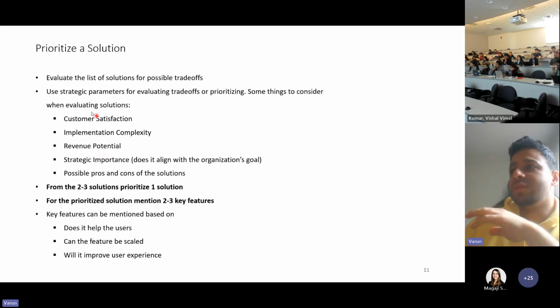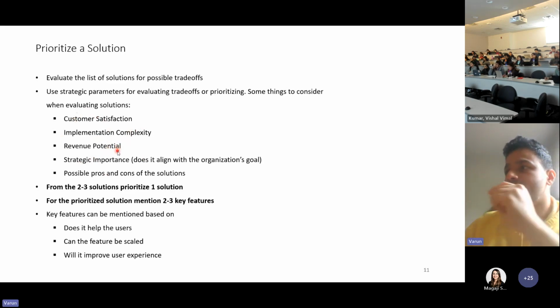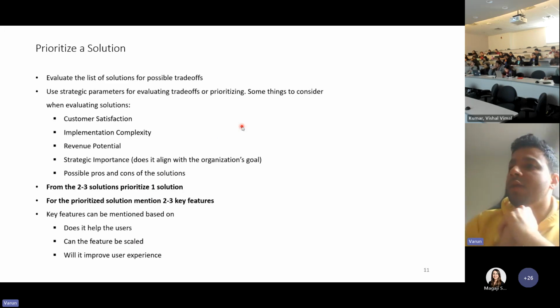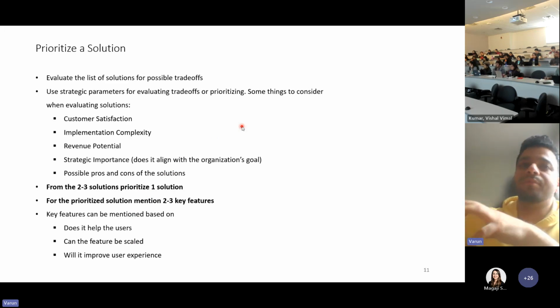So you basically use these dimensions and then use a pros and cons analysis, evaluate the 2 to 3 solutions and pick one. Once you pick that one solution, mention 2 to 3 key features. These features can be anything, for example, when I try to buy a product, it will allow me to check it out using a cart process and make the payment.